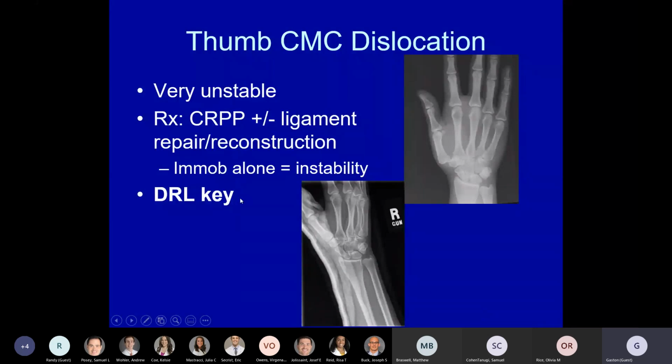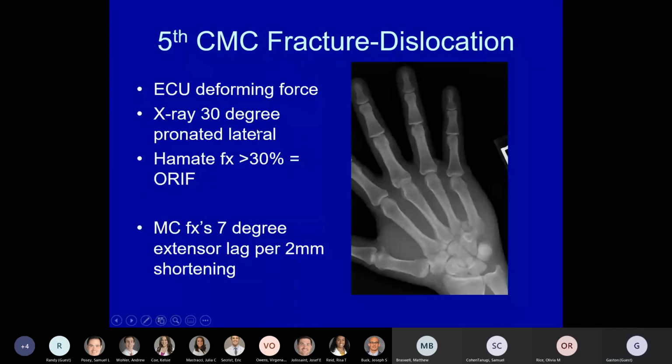Thumb CMC dislocations, these are very unstable injuries. Again, the big important thing about this, what's the primary stabilizer? That dorsal radial ligament complex. What are you going to do on OITE? You're not going to just cast it because that's going to be insufficient stability. They're going to want you to at least pin it and/or do a ligament reconstruction.